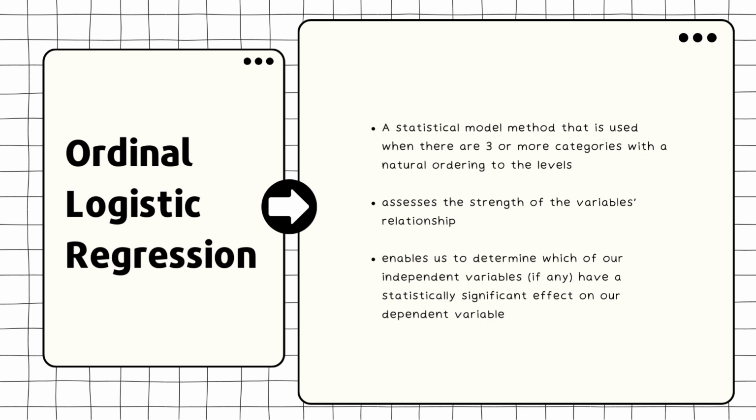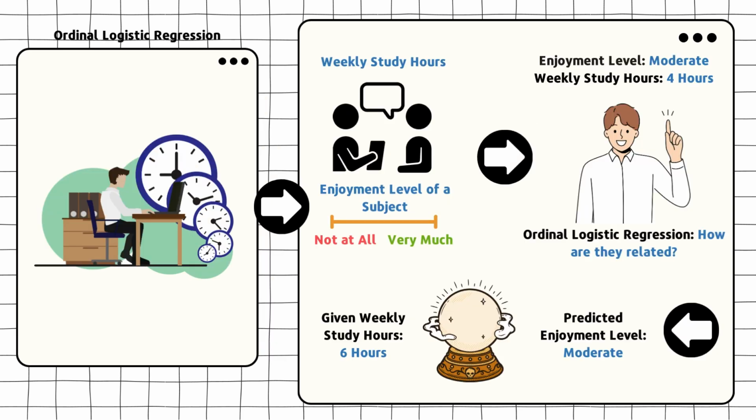The third type is ordinal logistic regression. It is a statistical model method that is used when there are three or more categories with a natural ordering to the levels. It enables us to determine which of our independent variables, if any, have a statistically significant effect on our dependent variable. Here's how ordinal logistic regression works.